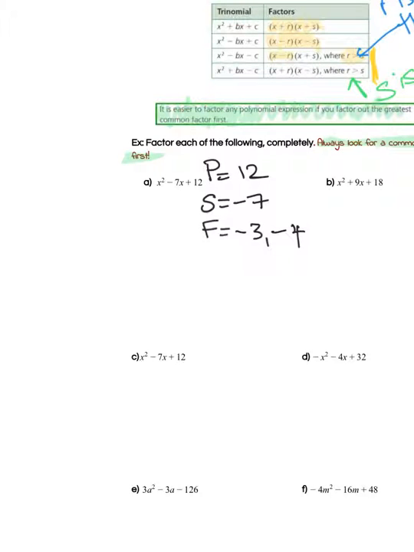You can do it the long way, but as long as a equals 1, you're just going to have to break it down into two brackets. Our equal sign goes up front. We're going to put the first letter, whatever letter is in that first term, in each bracket. Then we're just going to write in our factors, -3 and -4.